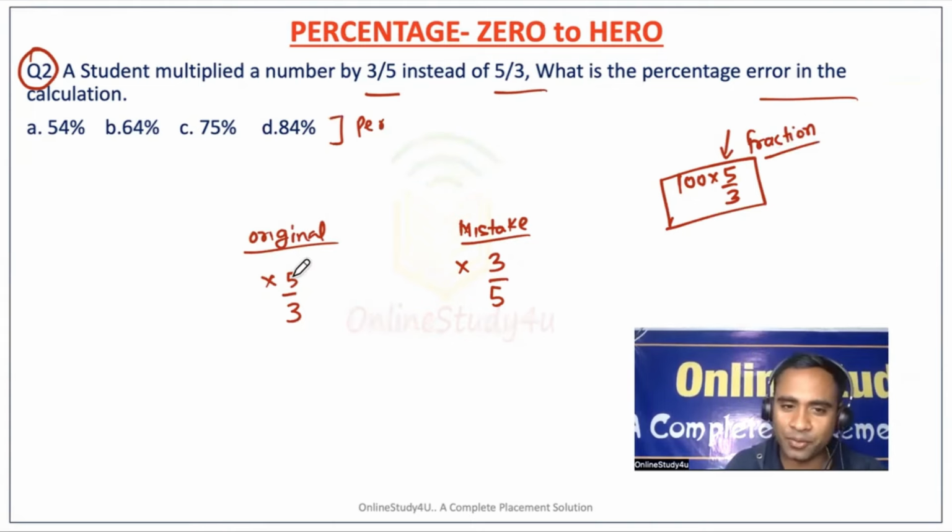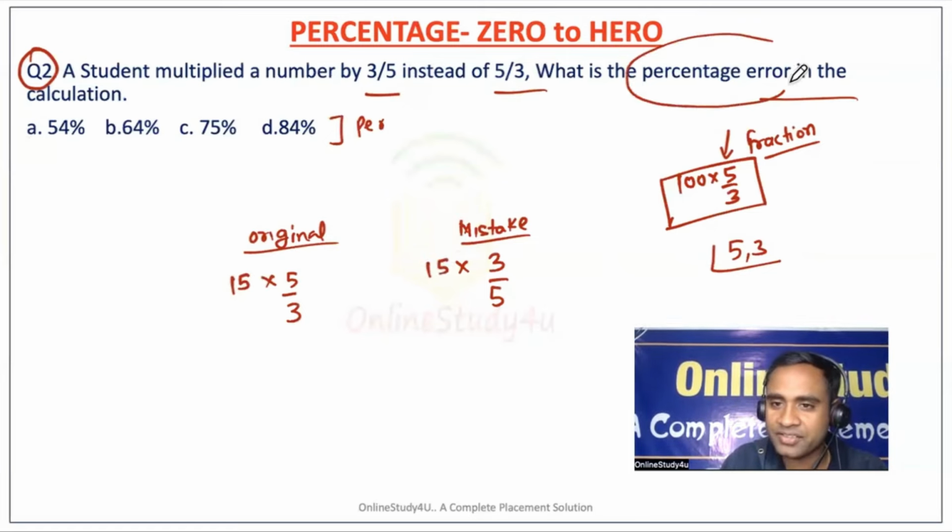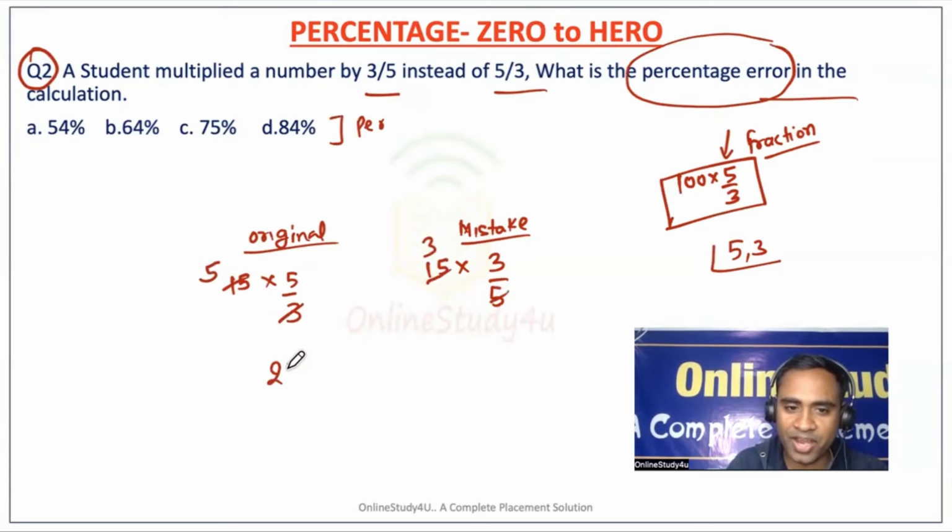Instead of that, what we will do, we will take the LCM of 5 and 3. So the LCM of 5 and 3 will be 15. Just take 15, because you have to find out the percentage error. Now this is 5 times and this is 3 times. So this became 25 and this became 9.